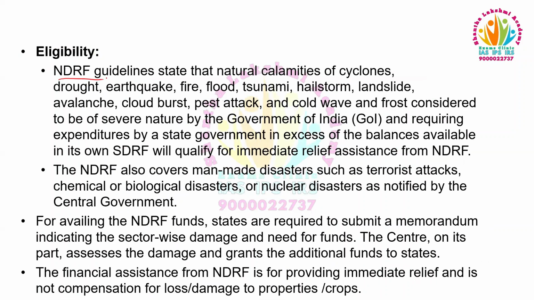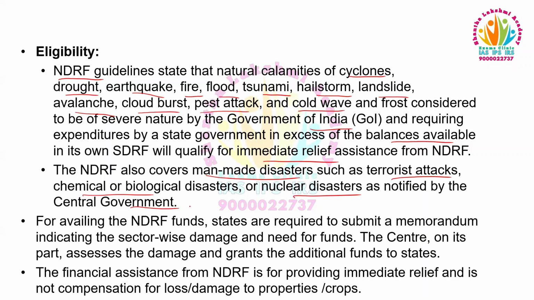Eligibility: NDRF guidelines state that natural calamities of cyclones, drought, earthquake, fire, flood, tsunami, hailstorm, landslide, avalanche, cloudburst, pest attack, and cold wave and frost considered to be of a severe nature by the Government of India and requiring expenditure by a state government in excess of the balances available in its own SDRF will qualify for immediate relief assistance from NDRF. The NDRF also covers man-made disasters such as terrorist attacks, chemical or biological disasters, or nuclear disasters as notified by the central government.